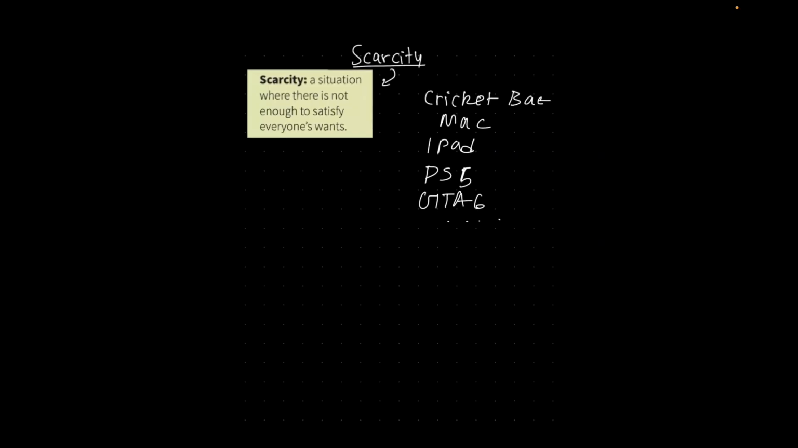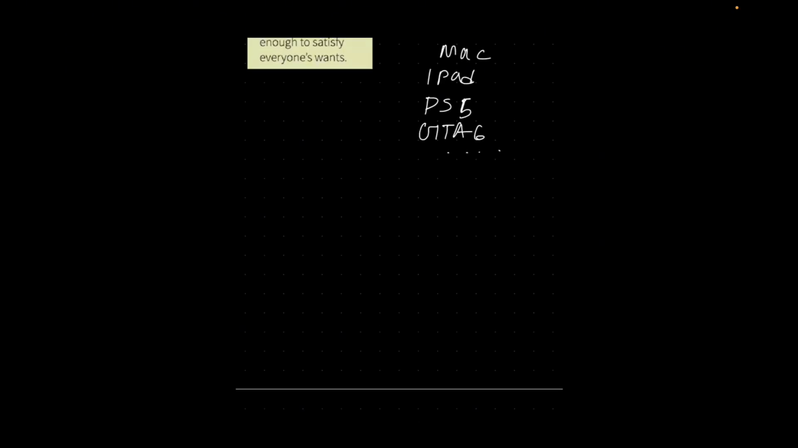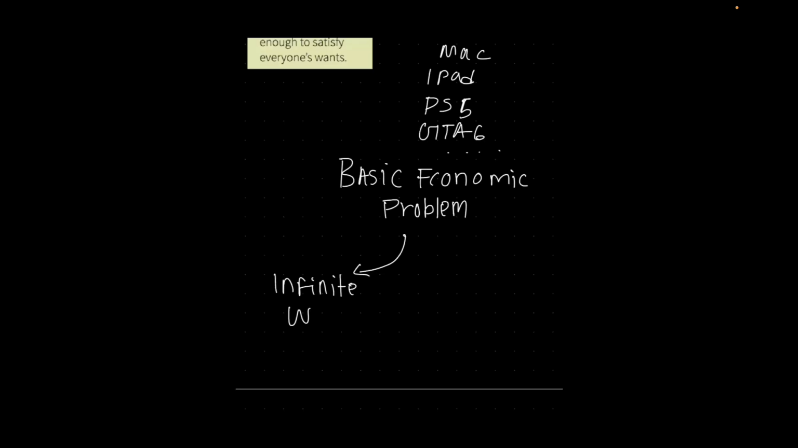Scarcity is caused due to something important, and this is called the basic economic problem. So the basic economic problem defines that in economics, there's infinite wants. That means we always have a never-ending set of wants. But in reality, we have only finite resources.